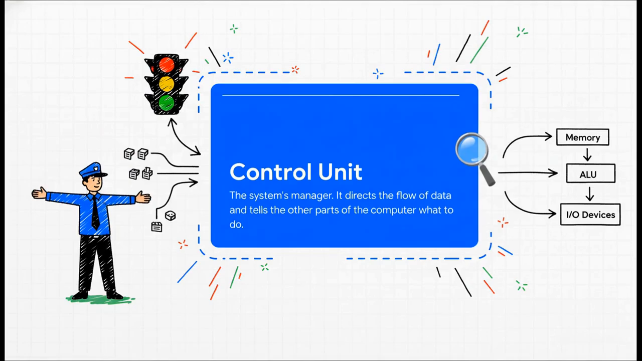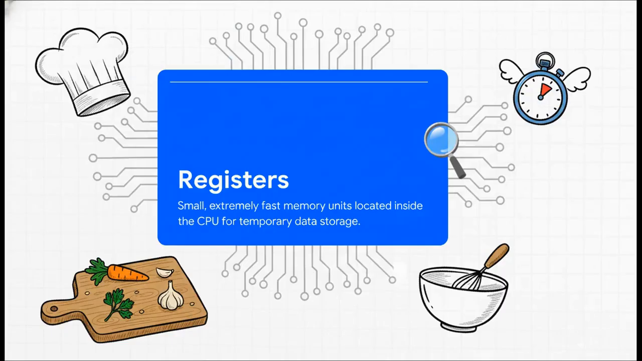Then you've got the control unit, and if the ALU is the calculator, think of the control unit as the kitchen manager, or maybe a traffic cop. It doesn't actually do any of the math itself. Instead, its job is to direct the flow of everything. It tells the memory what data to send, tells the ALU what calculation to perform, and basically keeps the entire operation running smoothly. And last, but definitely not least, we have registers.